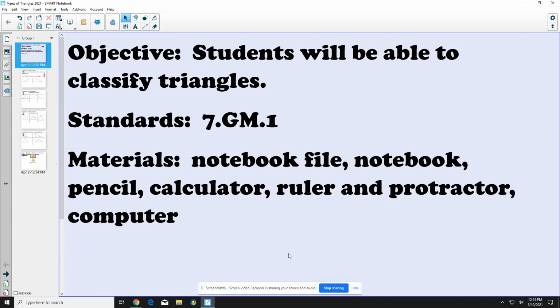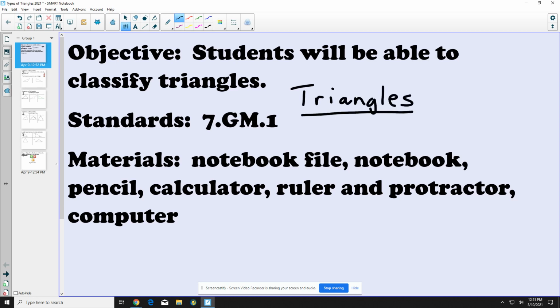Today our objective is to be able to classify triangles. So please take a few notes here to help you with your big ideas assignment that we're going to do. So label your notes triangles, and we're going to look at different types of triangles.